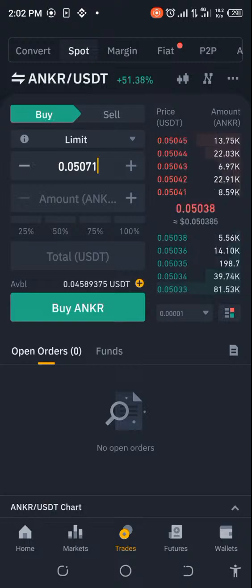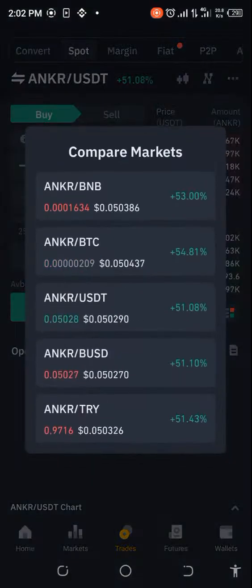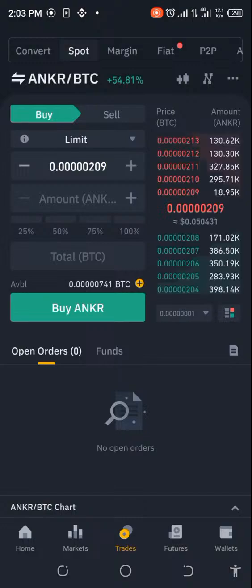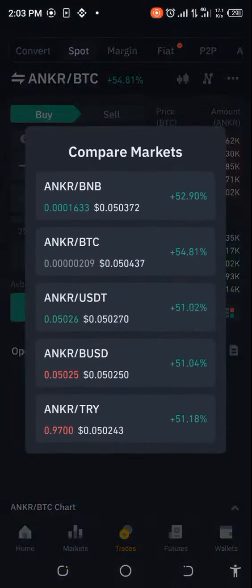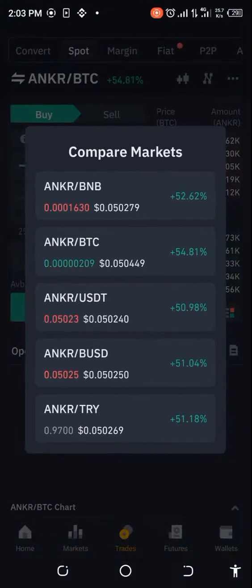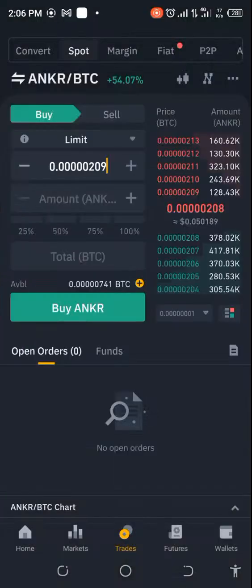Okay, so let's go to the compare markets and pick BTC. Okay, let's check what it is because we want to make sure that we don't sell it at a loss. Okay, so it's currently on 0.0504. I'm just going to wait a little for it to get to 0.0510. Once it gets there, I'll be back to place my sell. See you shortly. Okay, so I'm actually back and I'm just going to put it on a sell limit.